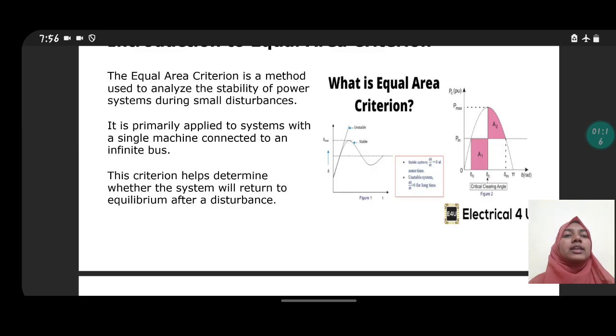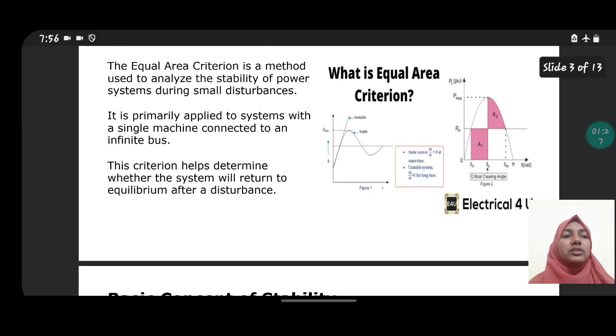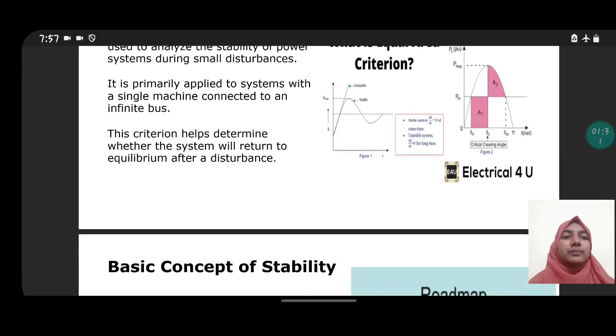So this equal area criterion helps us to determine, if the system has any fault, after the fault whether the system will return to its normal position or not.